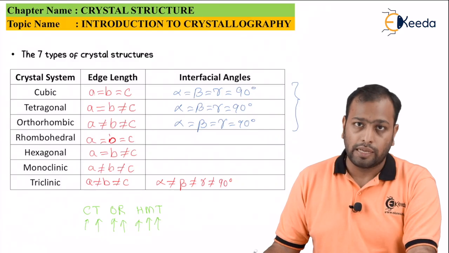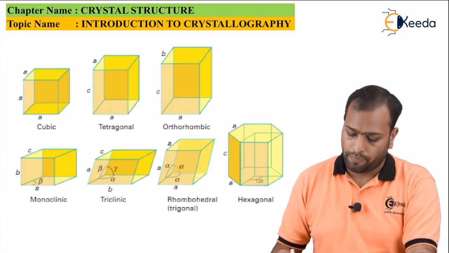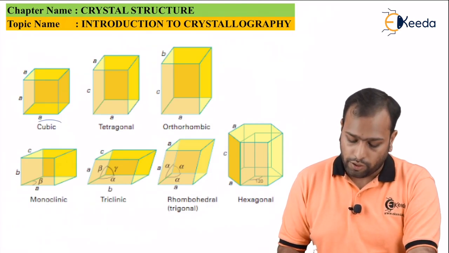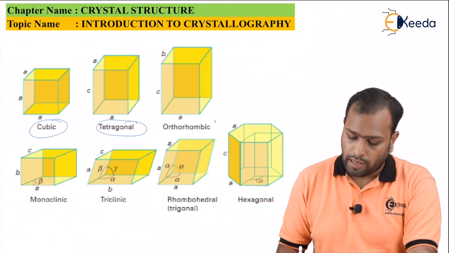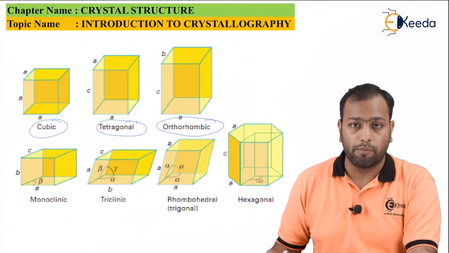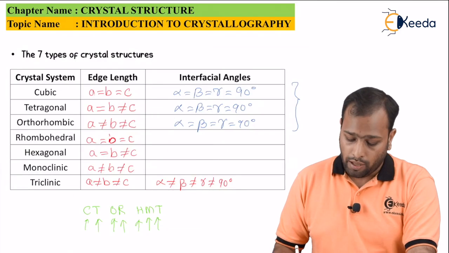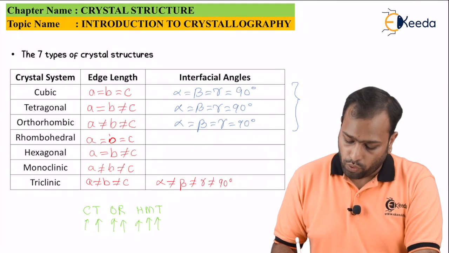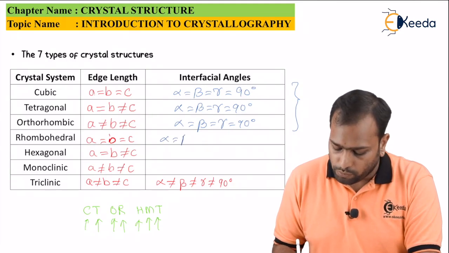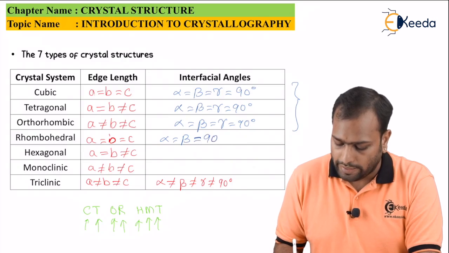This can be visualized in the previous example as well. As you can see, all the angles in cubic, tetragonal and orthorhombic are the same, all equal to 90 degrees. In rhombohedral, you need to know only one thing, that alpha equals beta equals 90 degrees and gamma equals 120 degrees.